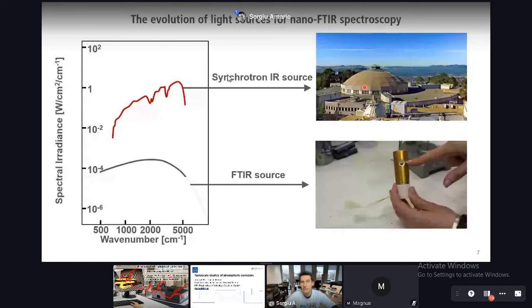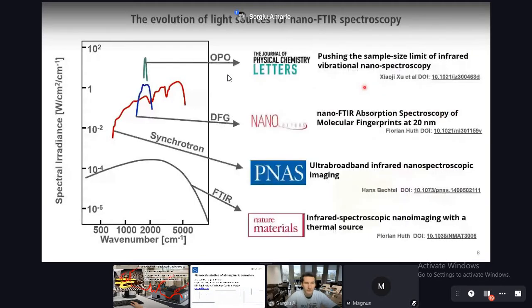Alternatively, you might consider an IR laser light source. The graph on the left shows two options. 700 wave numbers broad DFG lasers, as used in the Nano Letters publication of Florian Huth, former member of Rainer Hillenbrand's group, or you might go for an OPO light source as used for the Journal of Physical Chemistry Letters, published by Xiaoji Xu from Markus Raschke's group.